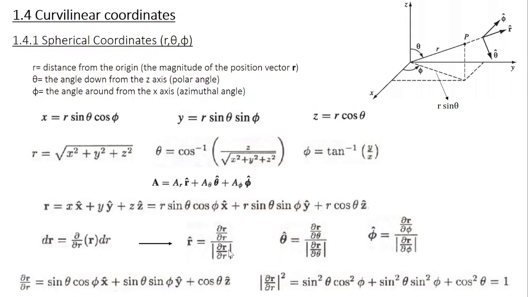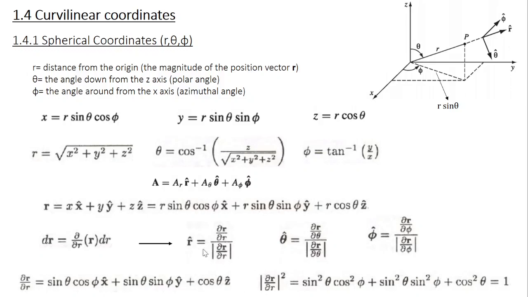So we know the expression for r. Quickly calculate what dou r by dou r is. Take the derivative of this with respect to r. This is straightforward. Basically all the r get cancelled. You have sin theta cos phi x cap plus sin theta sin phi y cap plus cos theta z cap.